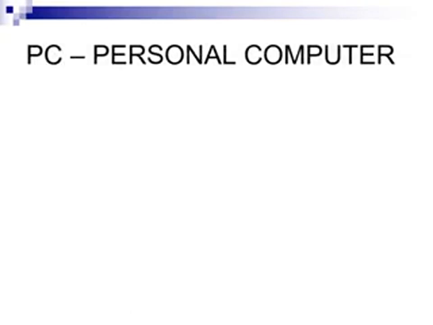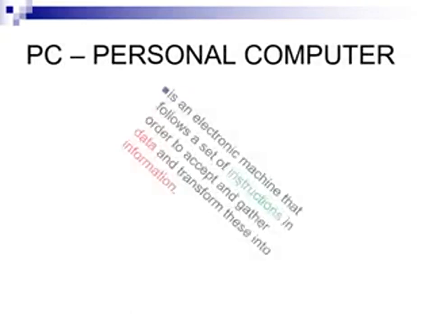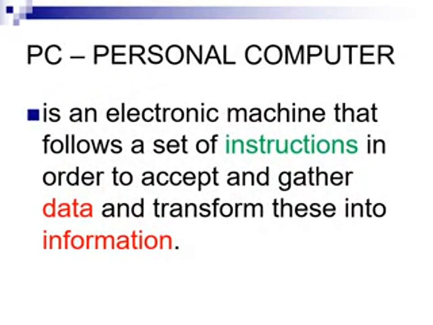So we've said a PC, or personal computer, is an electronic machine that follows a set of instructions in order to accept and gather data and transform these into information. It accepts data and transforms these into information. So let's have a quick look at what is the difference between data and information.